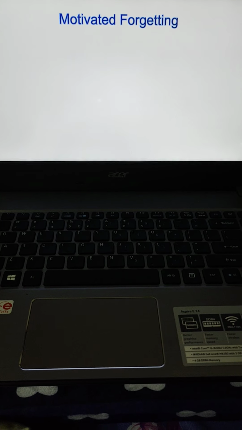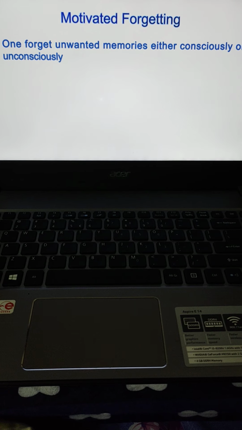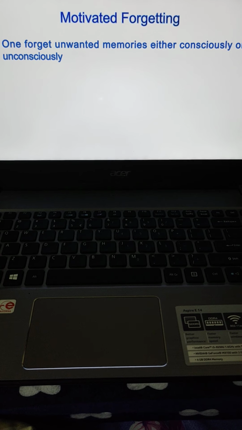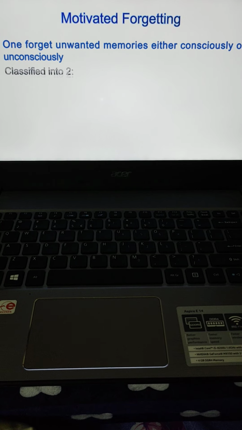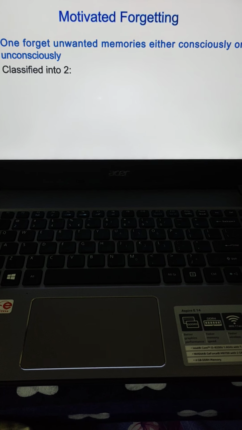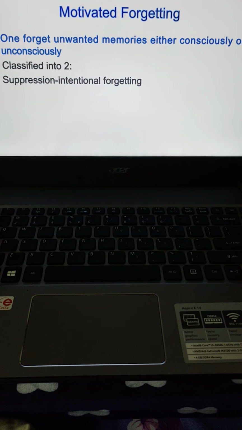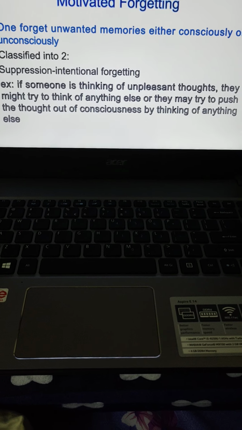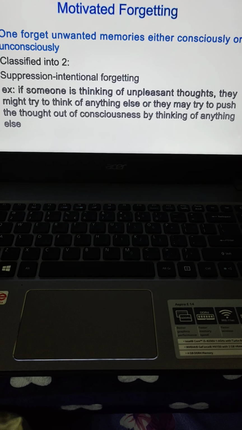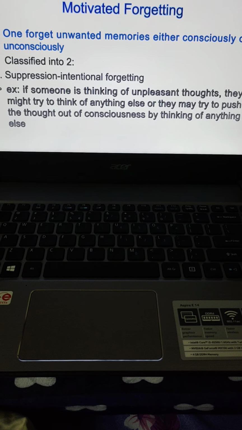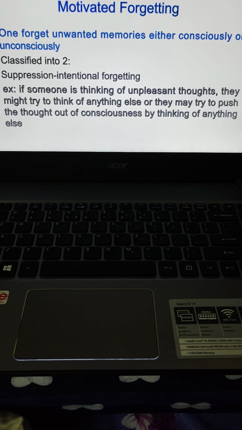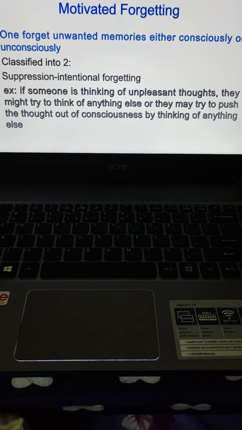So the second cause will be motivated forgetting. Motivated forgetting refers to one forgetting unwanted memories either consciously or subconsciously. It can be classified into two: suppression and repression. Suppression refers to intentional forgetting. For example, if someone is thinking of unpleasant thoughts, they might try to think of anything else, or they may try to push the thought out of consciousness by thinking of anything else.